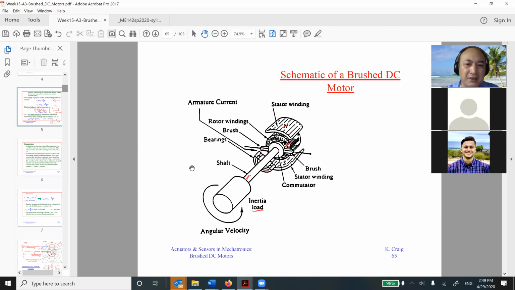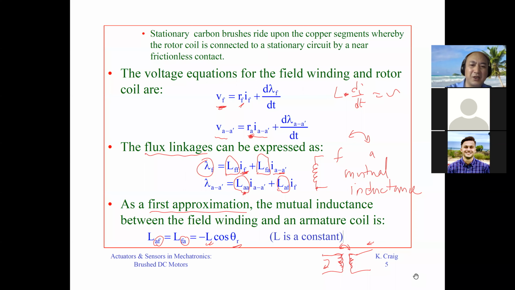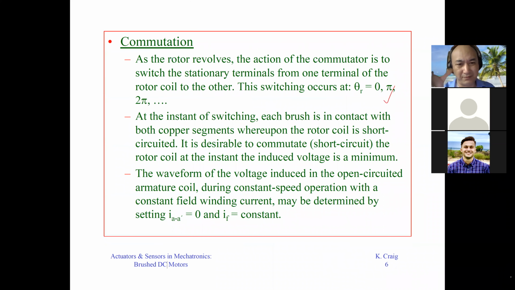Let us come back to this one. That's why you have this cosine theta r, where r is the rotational angle, the relative angle, okay? So the commutator, you can just imagine the picture. The induced voltage is the minimum, because once the brush passes through, it may happen to have a very short-term short circuit. So we should minimize that kind of touching of both sides, because of the short, right? That's why we have to make the brush small, okay?